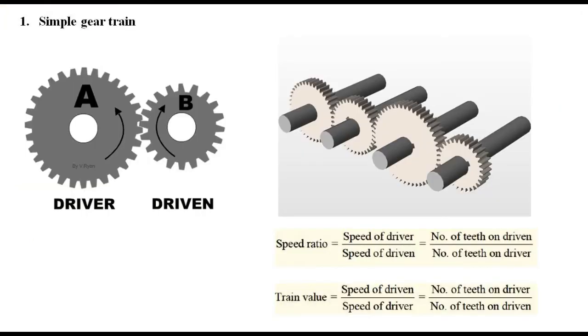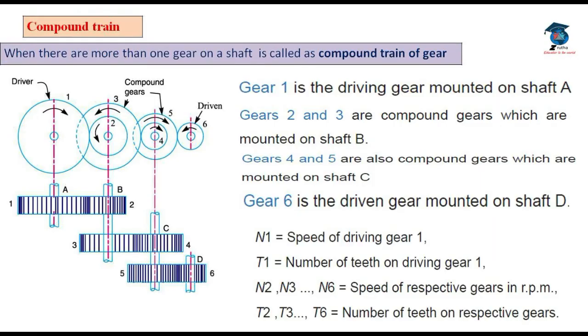If more gears are attached in a simple gear train, then to find the speed ratio, the equation is speed of the driver divided by speed of the driven is equal to number of teeth on driven divided by number of teeth on driver. Always the first gear is called the driver gear and the last gear in the gear train is called the driven. Compound gear train.